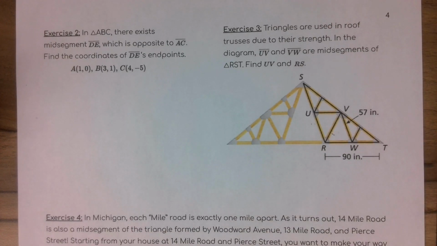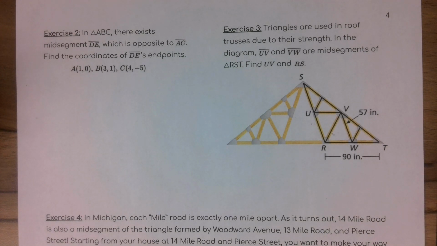In triangle ABC, there exists a midsegment, DE, which is opposite to AC. We need to find the coordinates of line segment DE's endpoints, and we're given some coordinates. Something very important I want to discuss is this. There are some problems where when you draw a diagram, you don't want to mislead yourself, so it has to be picture perfect. But there are some problems where the diagram is just a tool to help us see what's going on. It doesn't do anything with the way we solve it.